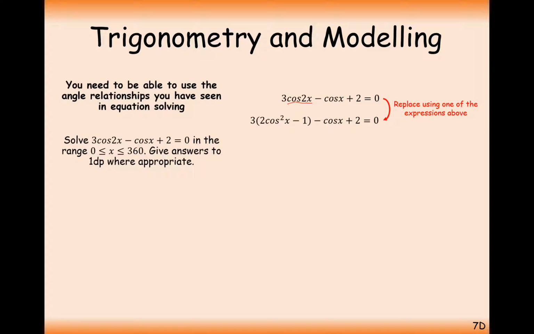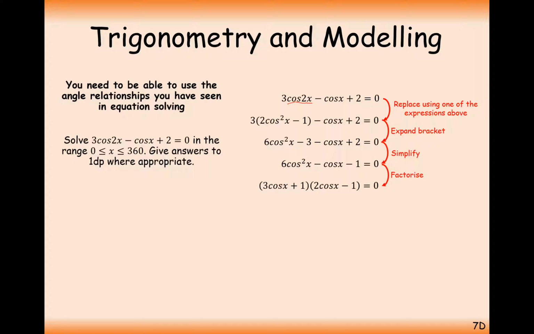If this cos x was actually a sine x, we could still do this question here, but we would use the other cos 2x identity, 1 minus 2 sine squared x, rather than the cos one, to make a quadratic in sine x. So expand your brackets, simplify the numbers together, and then factorise the quadratic. In this case here, we're going to get cos x equals minus a third and cos x equals a half, and we can solve both of these.